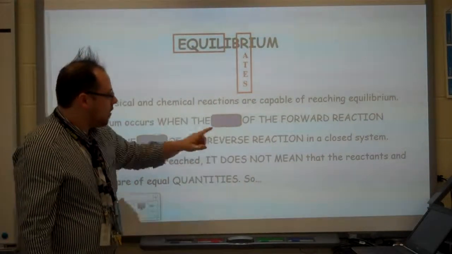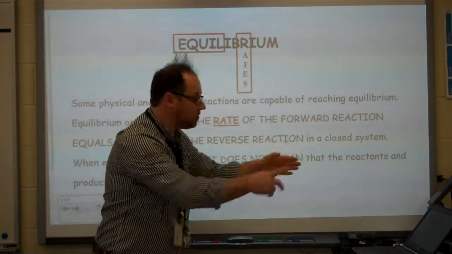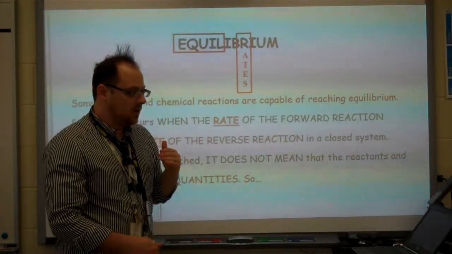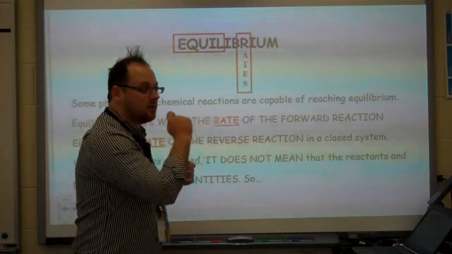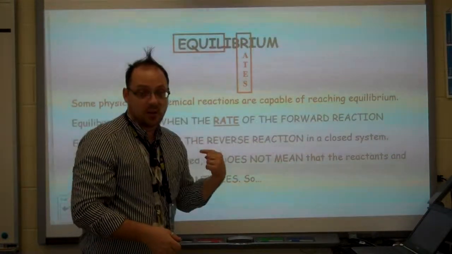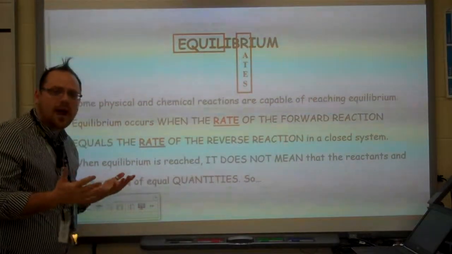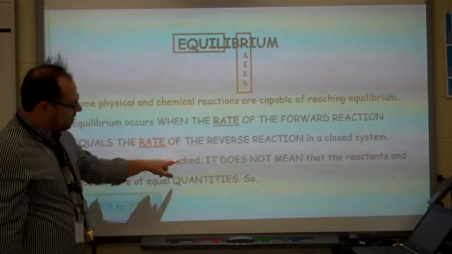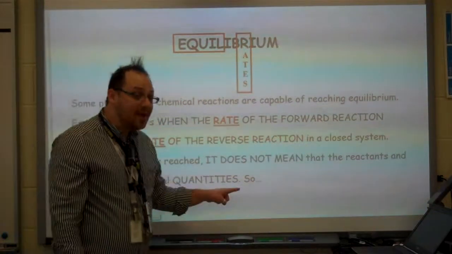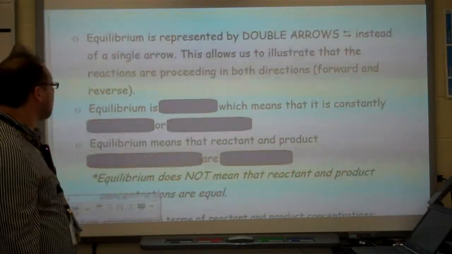Equilibrium occurs when the rate of the forward reaction, so how fast the forward reaction goes, is equal to the rate of the reverse reaction. So if you're making product at a certain rate and you're breaking product at a certain rate, coming back the other way, if those rates are equal, we're at an equilibrium. So it's just a vocabulary term there. When equilibrium is reached, it does not mean that the reactants and the products are equal quantities.